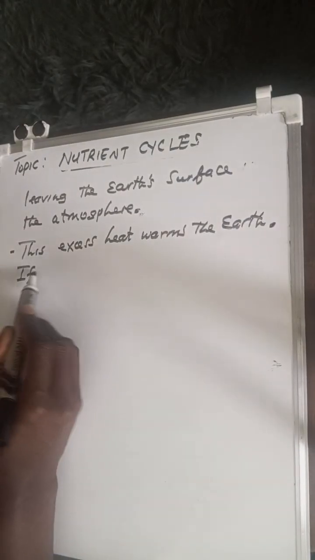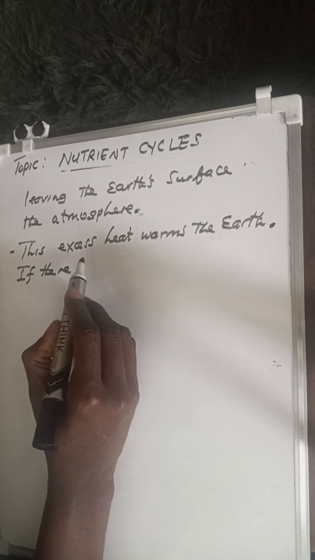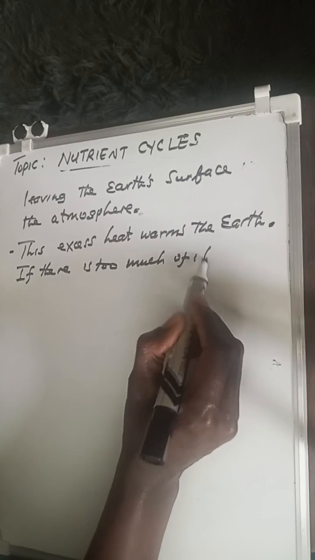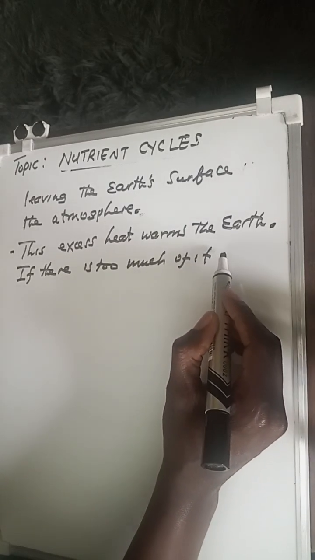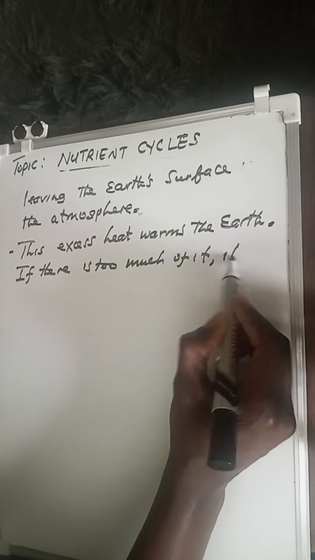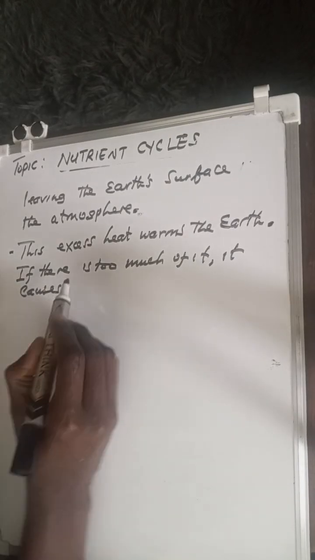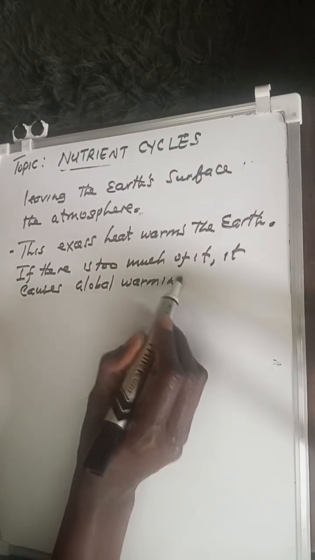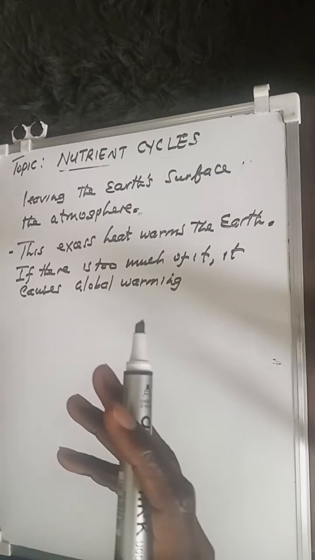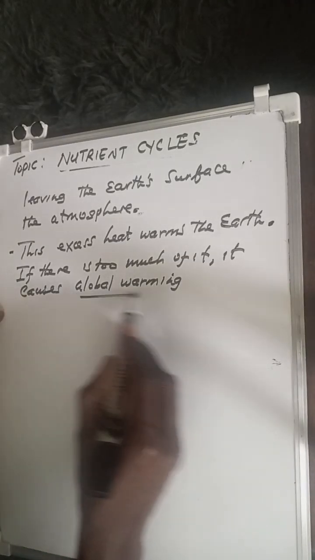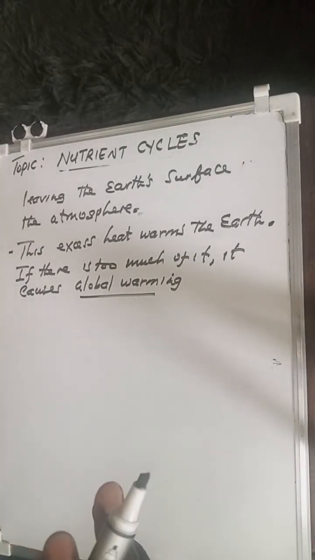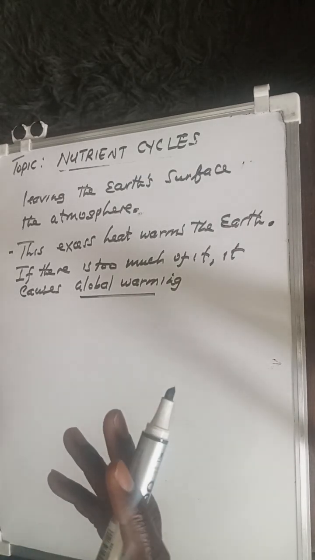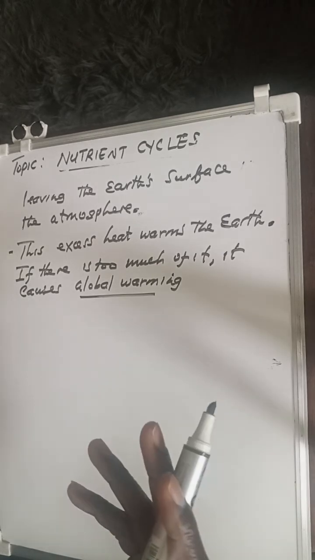But if there is too much of it, it causes global warming. That results in what we are calling global warming, because the Earth is actually heating up. In this case, when global warming results, even in areas where there are polar ice caps, those will start melting.